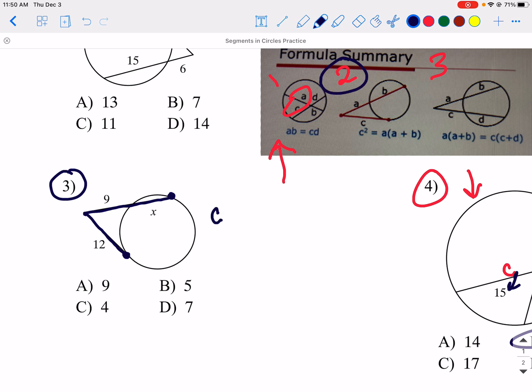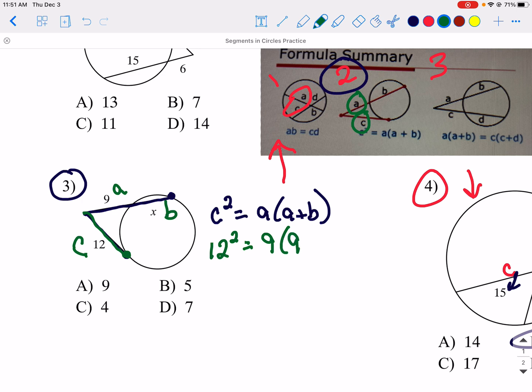So formula 2 is C squared equals A times A plus B. Okay, so now I've got to label my points here. According to my document, A and C are outside, and C is your small one that doesn't go through the circle. So this would have to be your A and your B. So C is 12, so 12 squared. A is 9, 9 plus X. Okay, so I've got 12 squared, which is 144.